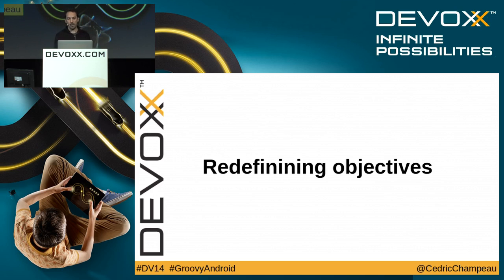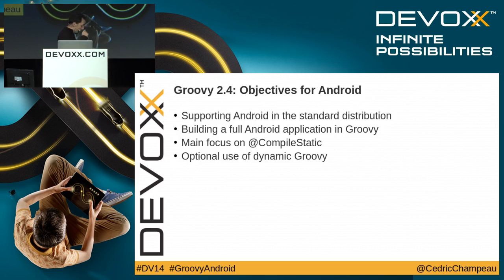So let's redefine what we really want to do. And actually, it's pretty simple. In Groovy 2.4, so the version is not out yet, the idea is to support Android out of the box. So no fork anymore, like the fork of Groovy 1.7. Being able to build a full application using Groovy, so no Java file at all. You can mix Java and Groovy, it's fine, but our goal would be that you can write your application totally in Groovy.